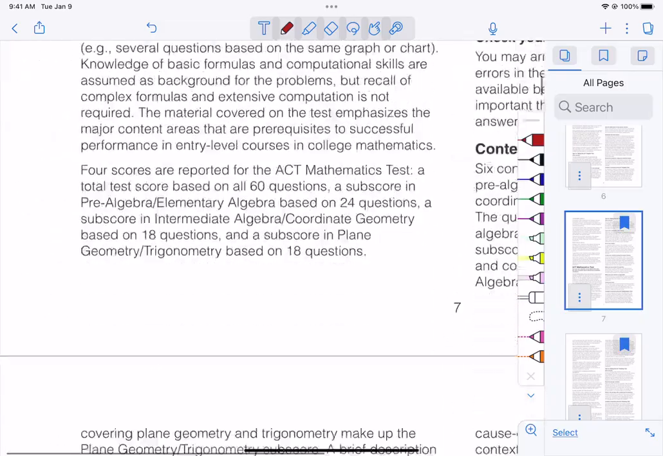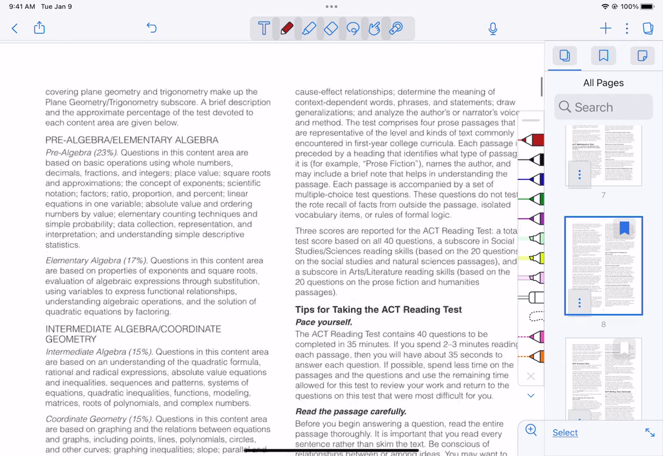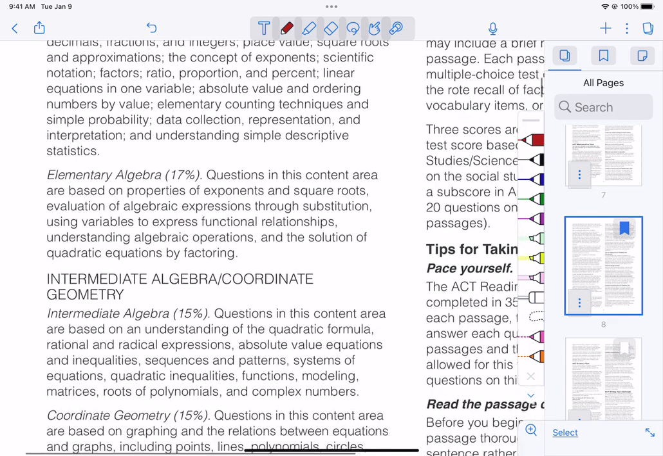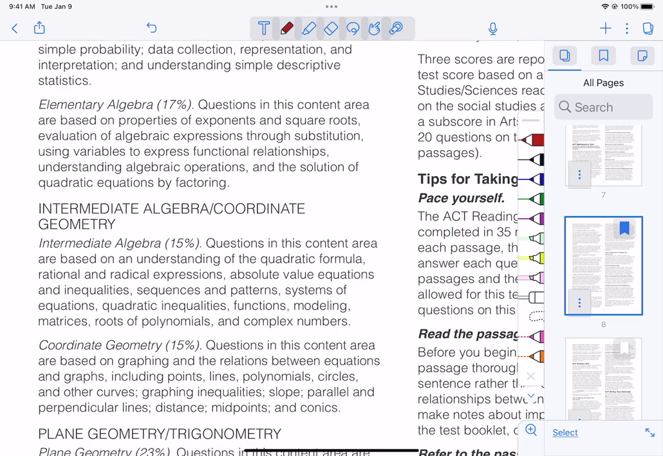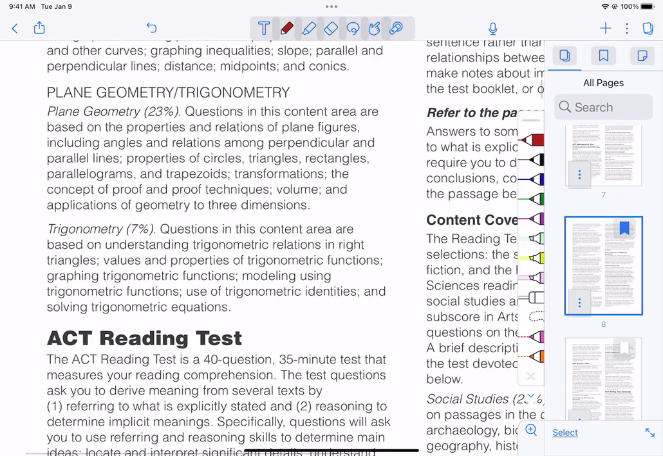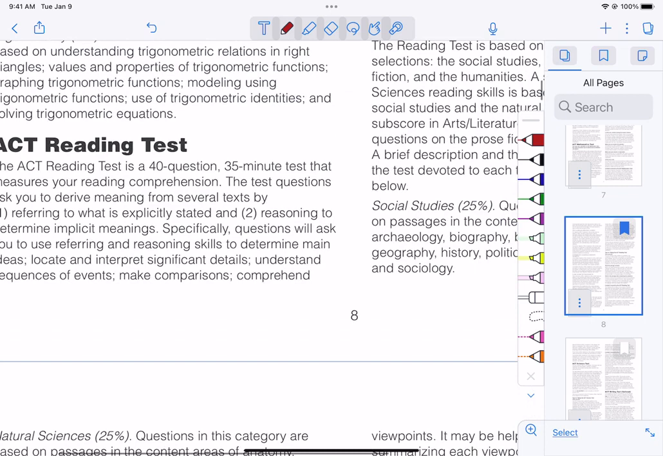The test is broken down into things that you know, okay? There is 23% pre-algebra. So the beginning of the test is more pre-algebra than anything else. 17% just regular algebra. 15% intermediate algebra. 15% geometry, coordinate geometry. 23% plane geometry. 7% is trig, okay? So that means you have had the math already for 93% of that stuff. And some of the trig stuff is mostly SOHCAHTOA, so you've had some of that too.